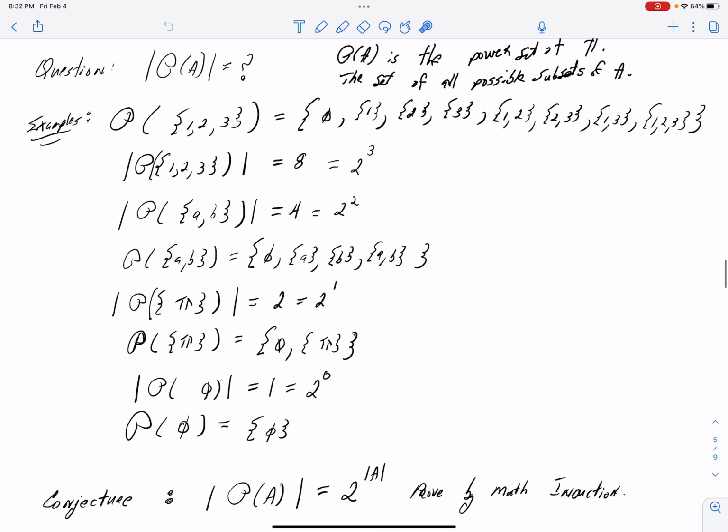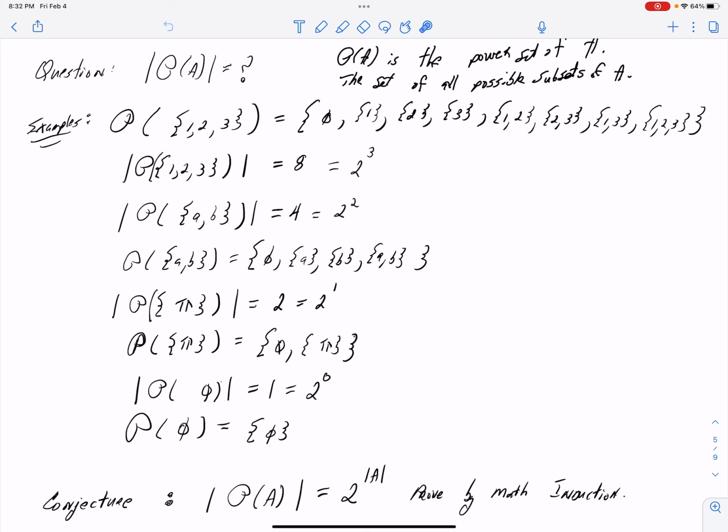Let's look at a few examples. Suppose my A is the set {1, 2, 3}. What is the power set of A? And that is the set of all subsets. Okay, you recall that the null set is a subset of any set, so it's in the power set.